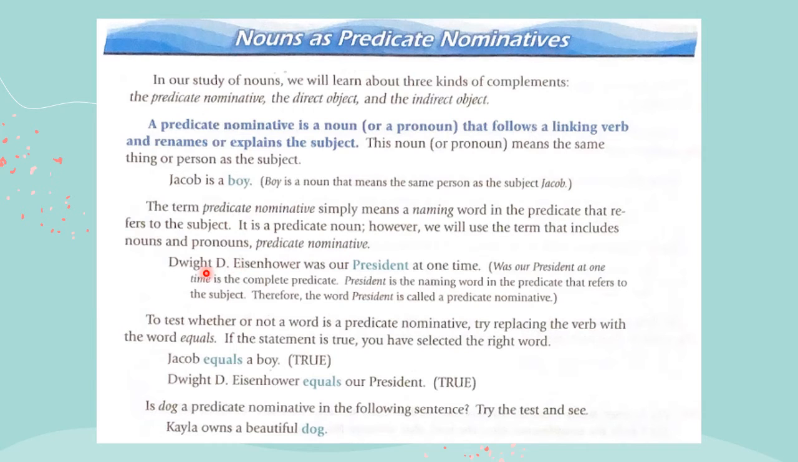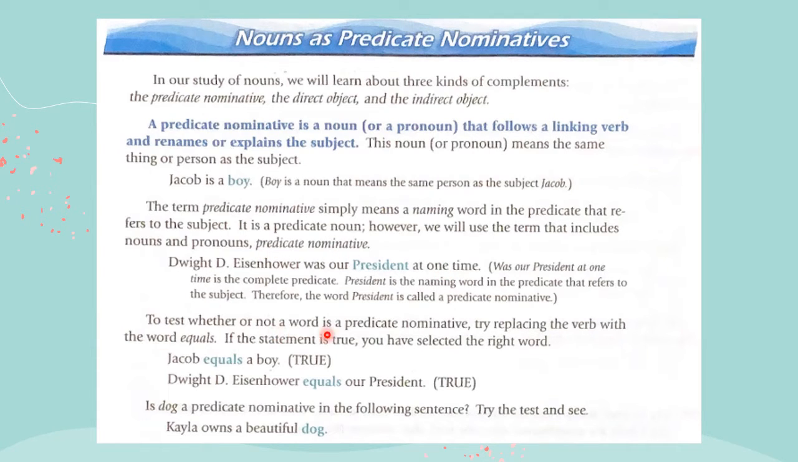So let's look at another example sentence. Dwight D. Eisenhower was our president at one time. Was our president at one time is the complete predicate. Okay, so starting with was, going to time, that's the complete predicate. President is the naming word in the predicate that refers to the subject. Therefore, the word president is called a predicate nominative. It explains the subject, but it's located in the predicate.